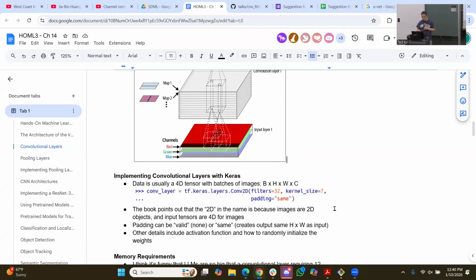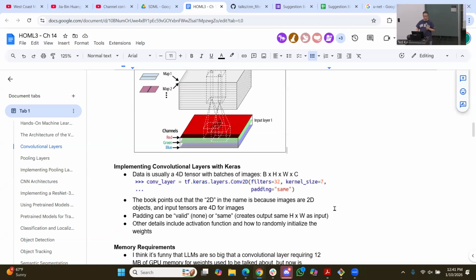And the book notes that the convolution that we're talking about is a 2D convolution. It's called 2D because we think of images as 2D, but just know that the dimensionality of your input tensor is going to be 4D if you're using a 2D convolution, which sometimes seems a little bit not intuitive.